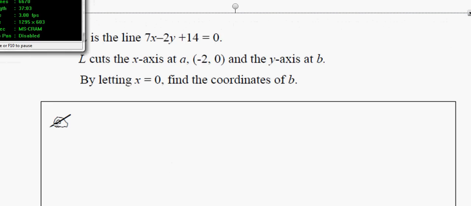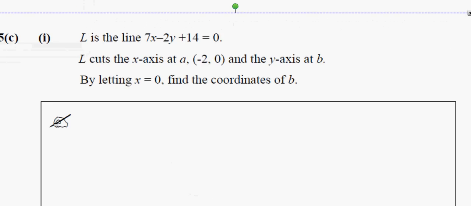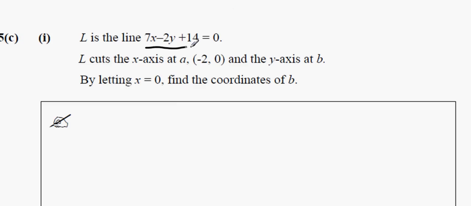Okay, so this question: L is the line 7x minus 2y plus 14. This is the equation of a line. L cuts the x-axis at A, which is minus 2, 0, and the y-axis at B. By letting x equals 0, find the coordinates of B. The y-axis intercept basically means x is 0. We know that all points are x, y, so we need to find out what the y value is.